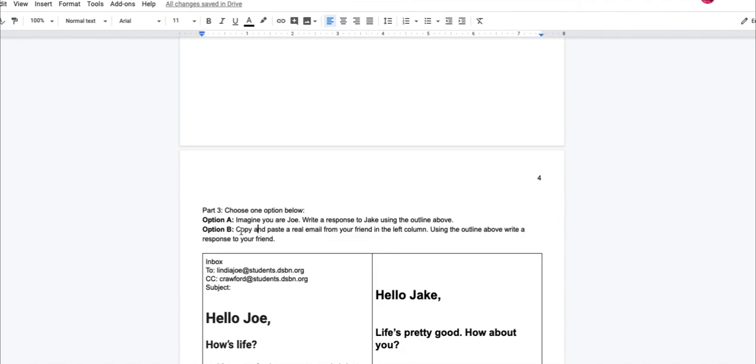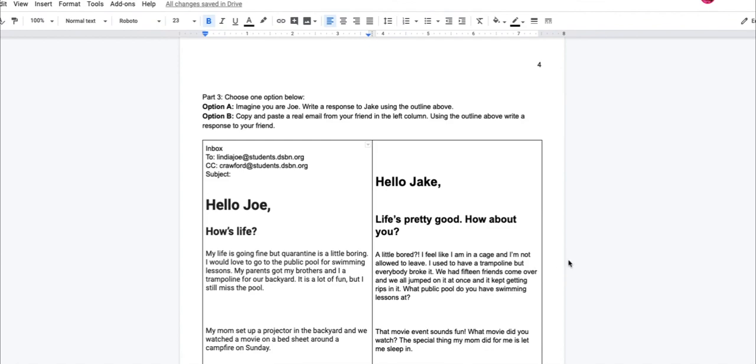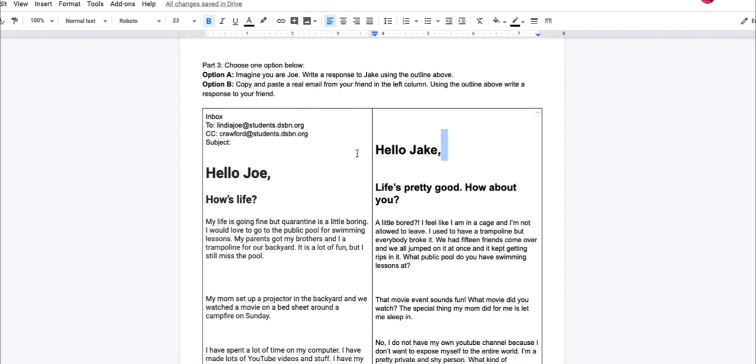Just to let you guys know, remember you have option A or option B. You can imagine you're Joe and write a response, and that's what Haley chose to do. Or you can copy and paste a real email from your friend and put it in the left column. Then you can use the outline above to write a real response to a friend. If you'd like to do either, Mr. Crawford will give you feedback and check back in a couple days, and you'll see I'll put comments beside it, like I'm going to do with Haley right now.